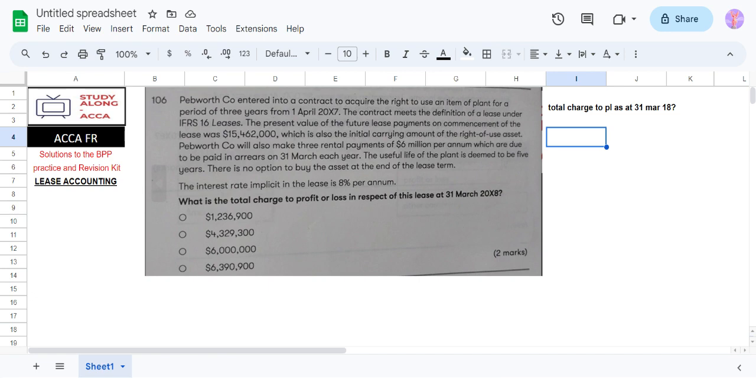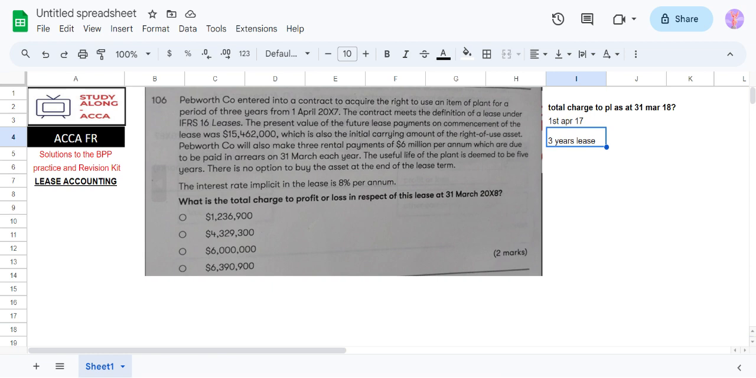Payworth company entered into a contract to acquire the right to use an item of plant for a period of 3 years. So it's a 3 year lease. The commencement date is 1st April 17. The first year ends on the 31st March 18, and at this date we need to tell how much we will charge to P&L. So it's basically 1 year.